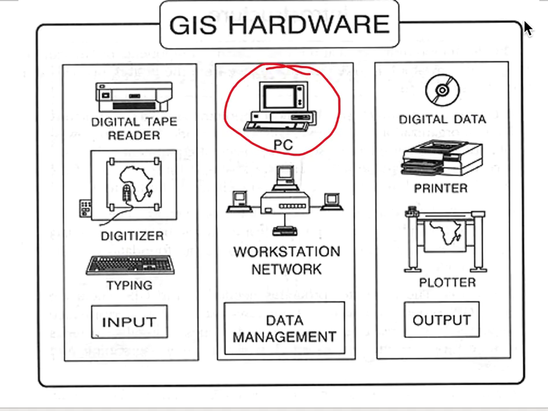And for GIS hardware, you need to have a PC or a Mac, or you could work at a workstation network. GCC does have a computer lab. And for input, we have a digitizer and typing. And for output, we have a printer or plotter.